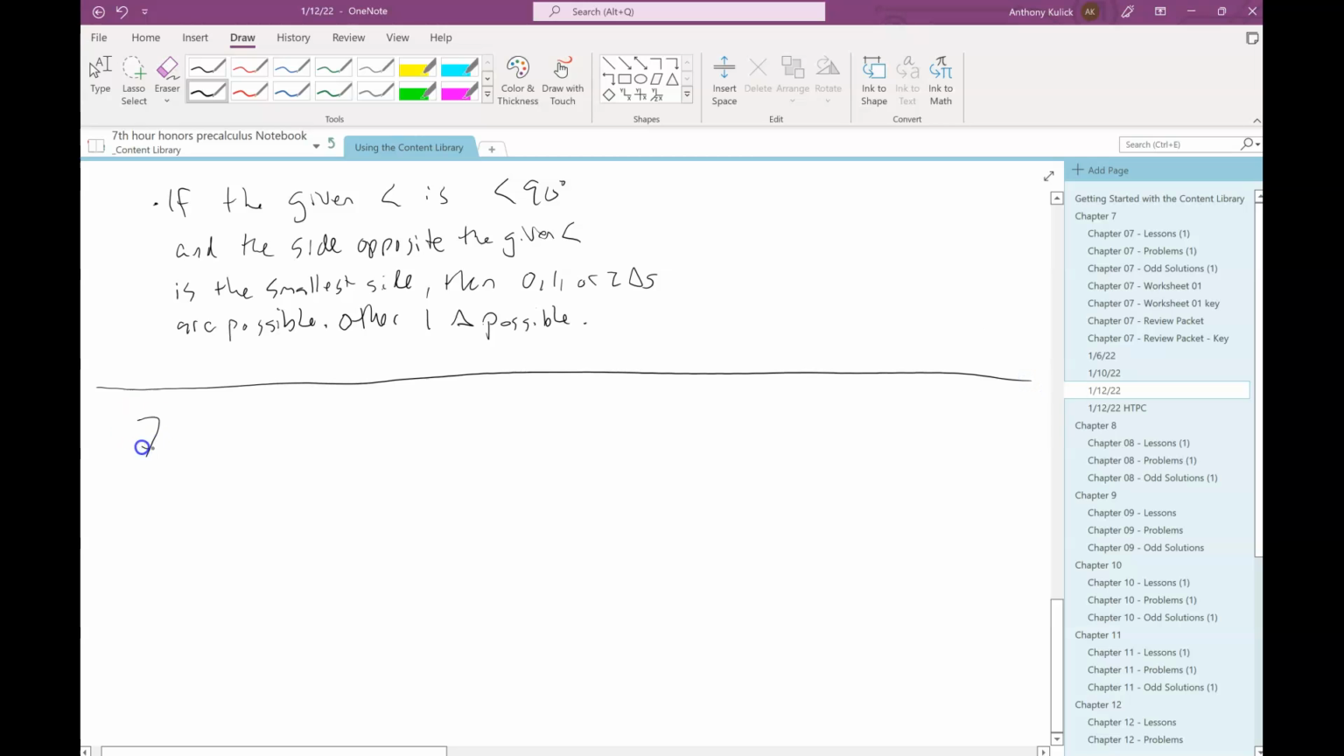On to section 7.4. We're going to talk about areas of triangles. So if we think back, let's just say we have some arbitrary triangle with vertices A, B, and C and sides a, b, and c. If you go back to your geometry class, what was the formula that we used to find the area of a triangle?